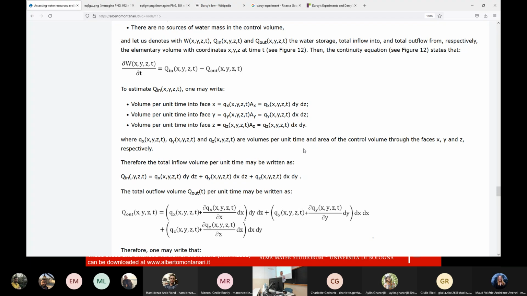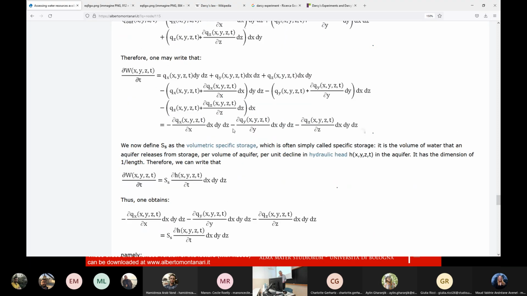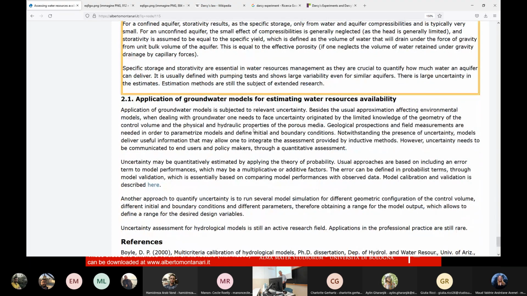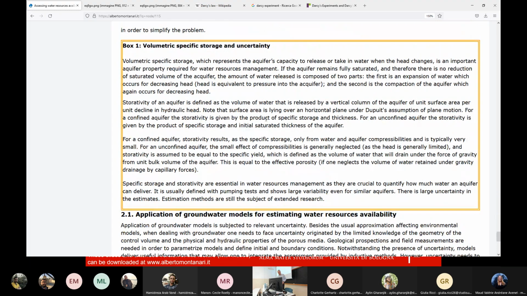Finally, let me just say that I have a couple of final considerations to make on the groundwater flow equation, which I would postpone to Thursday, because I think you had enough for today, okay? On Thursday, I will make a couple of final considerations that you can find here. There is a box, and also some issues related to application. The box is useful if you want more information on the volumetric specific storage, but I will make comments on Thursday on that.